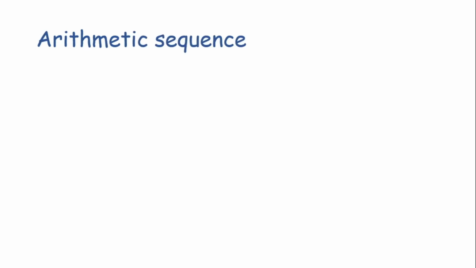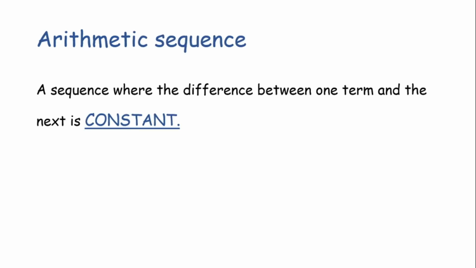So now what is an arithmetic sequence? An arithmetic sequence is one where the difference between two consecutive terms is the same or constant.